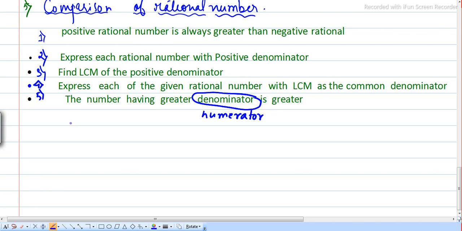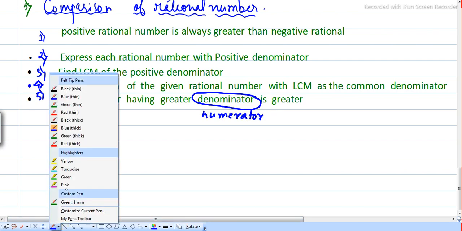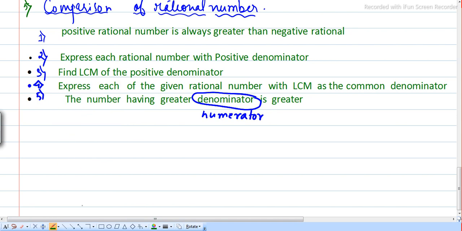Now let's see some examples to understand this topic. Example number one is given: 9 by 15 and 11 by 6. Now we have to compare these two numbers. First, it is given that a positive rational number is always greater than a negative one, but here both are positive, so this part is not required. Next, express each rational number with a positive denominator. Here both denominators are positive, so this also is not required.